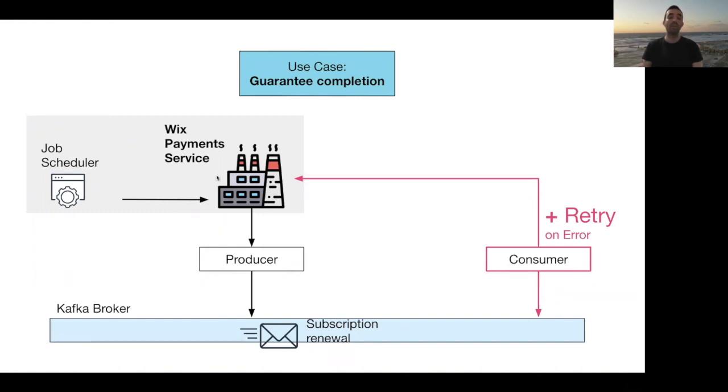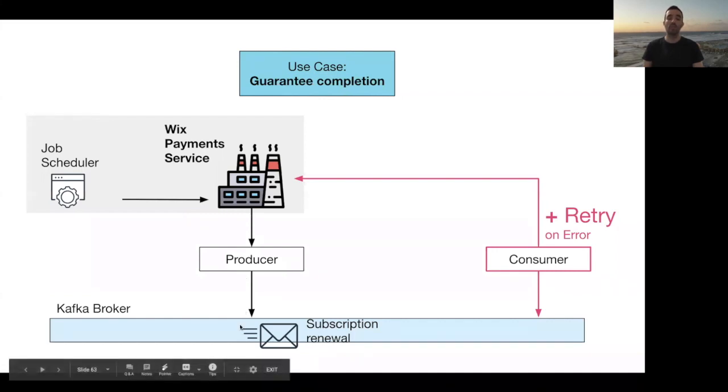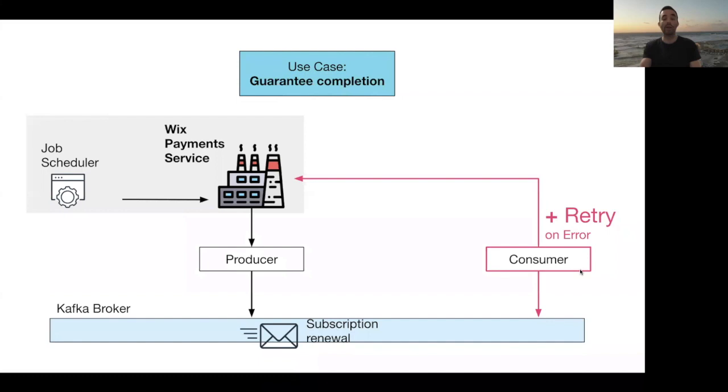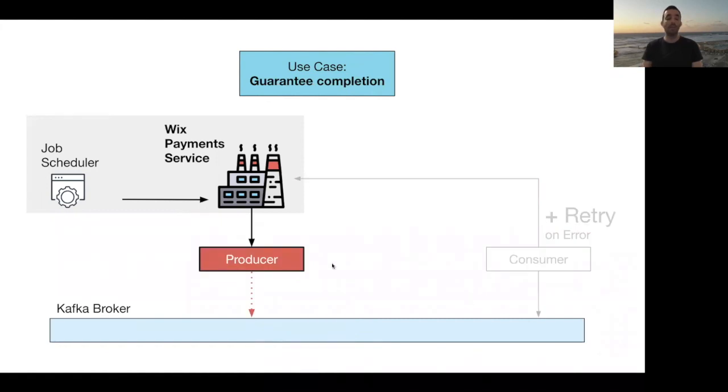So we have the Wix payment service that is working on subscription renewals of Wix users, and it has this job scheduler that invokes it whenever a subscription needs to be renewed. So the first thing that the Wix payment service will do is produce the message to the Kafka broker, and then it guarantees that the message will eventually get consumed and processed without any timeout or something like that. And we can utilize the retries we described earlier in order to make sure that the consuming and processing will eventually succeed. But producing can fail on rare occasions where the Kafka cluster is unavailable.